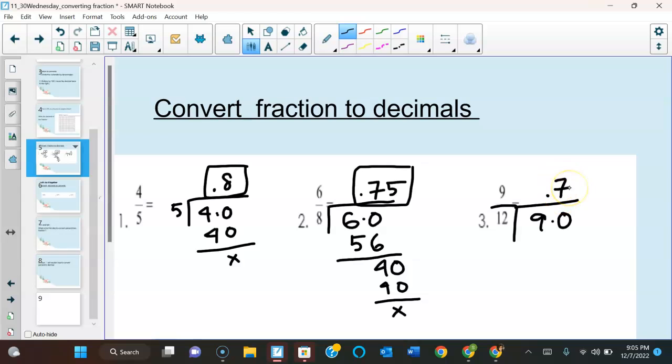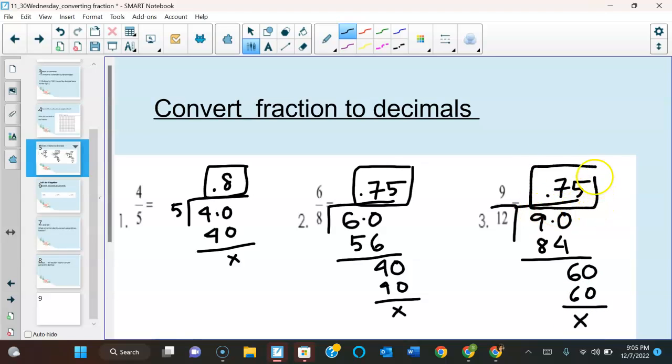7 is 84, and the remainder is 6. We add 0 here. 8 times 5 is 60. And our answer is 0.75 for 9 over 12.